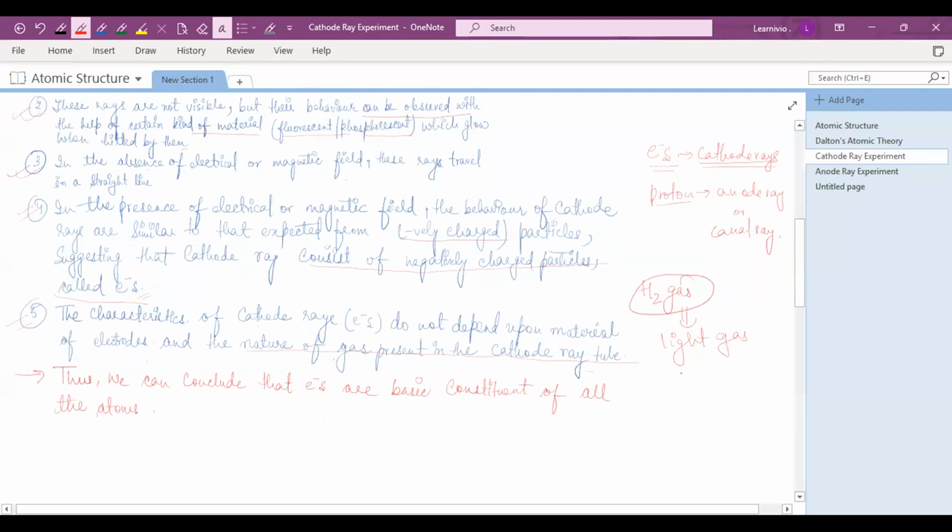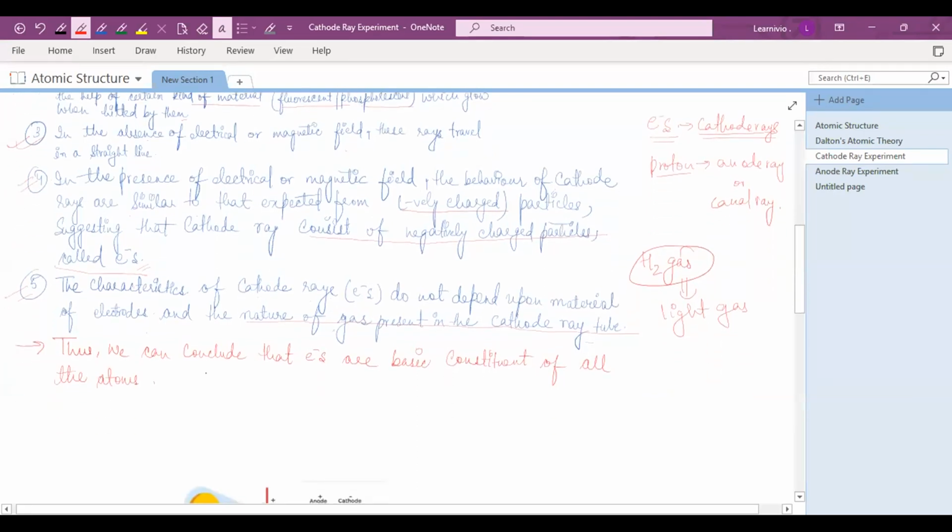So we can conclude that electrons are a basic constituent of all atoms. According to the cathode ray experiment, we can conclude that electrons are a basic constituent of all atoms.